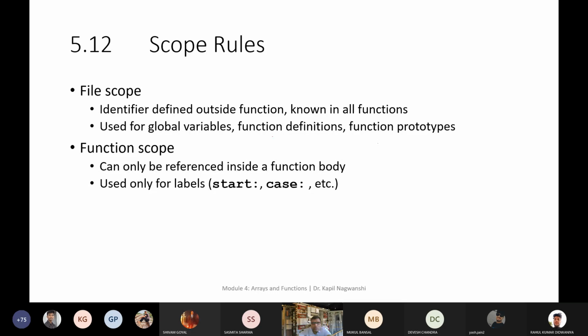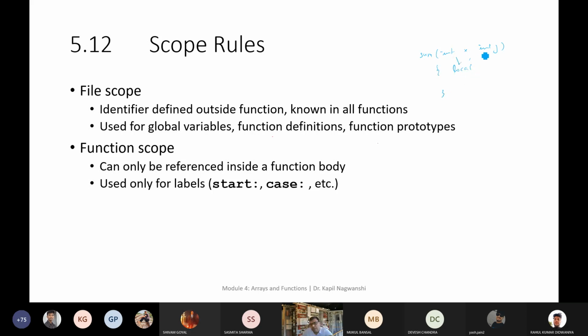Scope rules: file scope means multiple files are there, and an identifier defined outside a function is known in all functions. We have already seen one program for that. It is used for global variables, function definitions and function prototypes. So these are the scope rules, and function scope, like in sum. Sum is there, with integer x and integer y. So this integer x and integer y are local to this sum function.